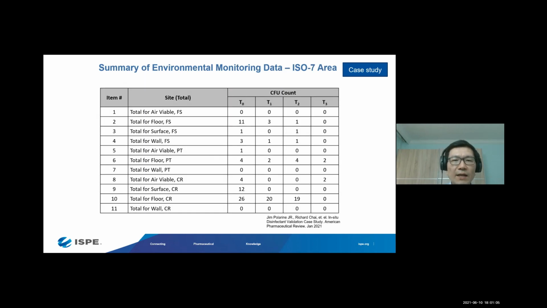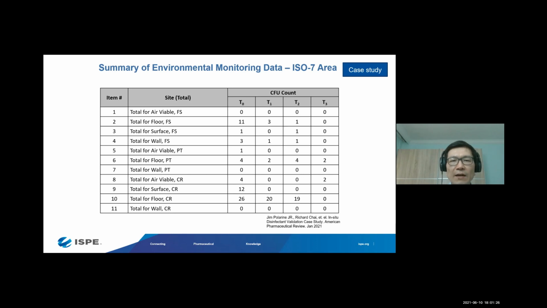This is some of the data collected for the ISO 7 areas. As you can see, there are more counts at the baseline T0, typically from the floor. You can see the floor of this room. And then the 12 and 26 counts are, again, from the compounding room, mainly from the floor.